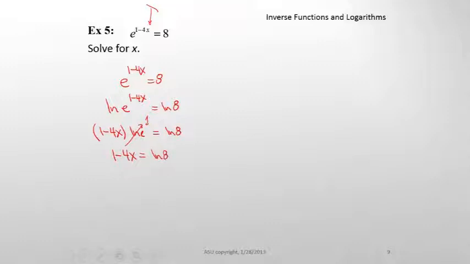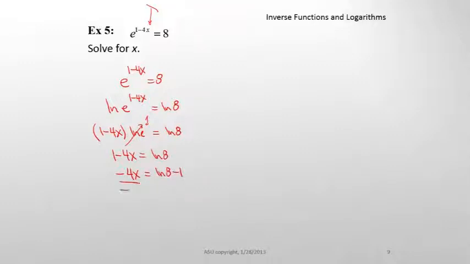Now I just need to isolate x. Yes. I'm seeing two steps. Are you seeing two steps? Yeah. What are the two steps? Subtract 1 and divide by -4. All right, so I'm going to subtract 1. This leaves negative 4x is natural log of 8 minus 1.